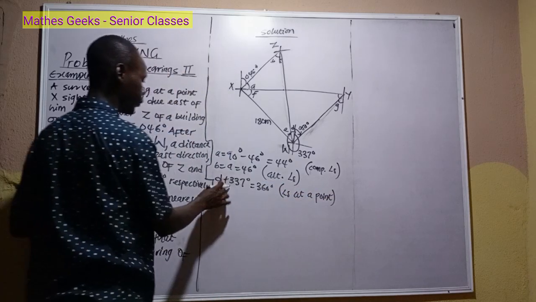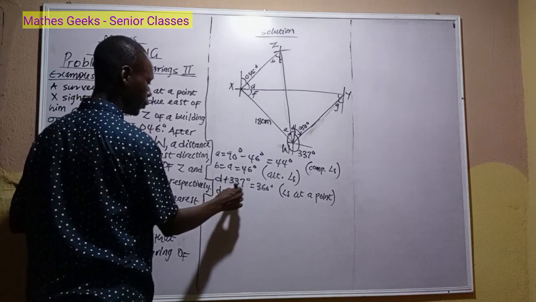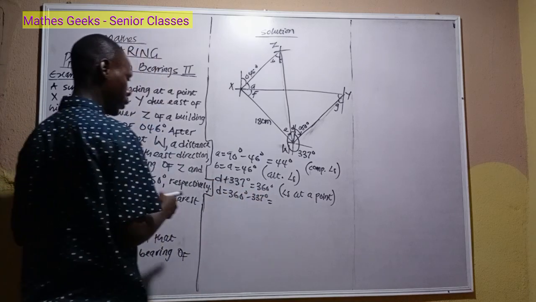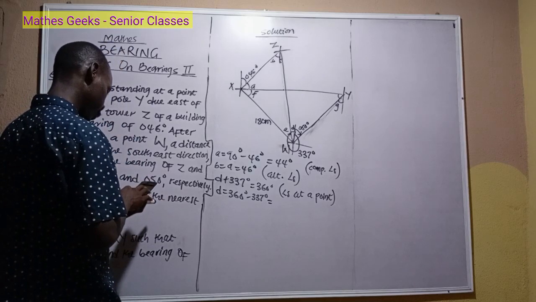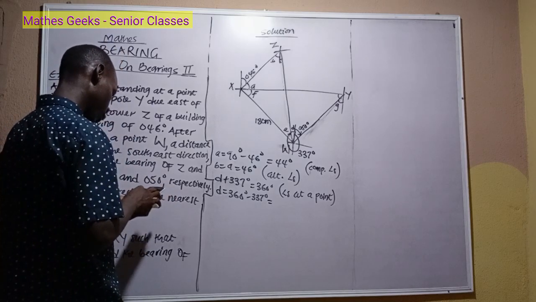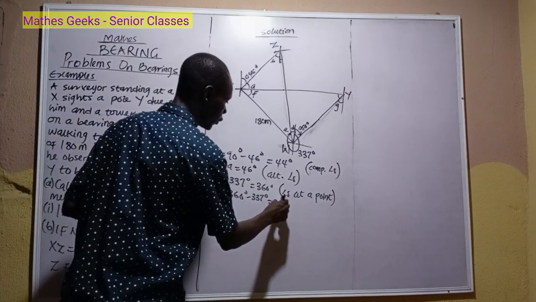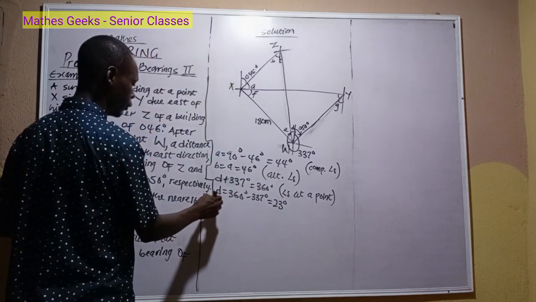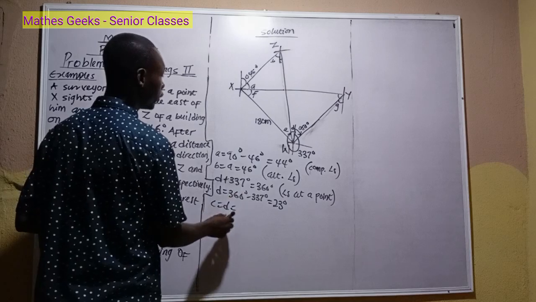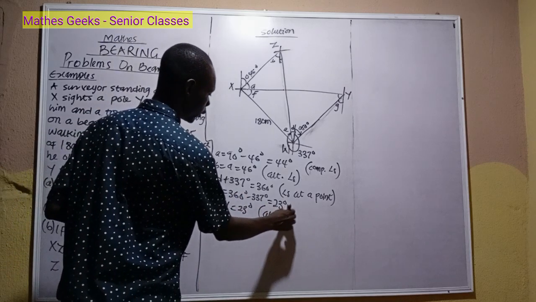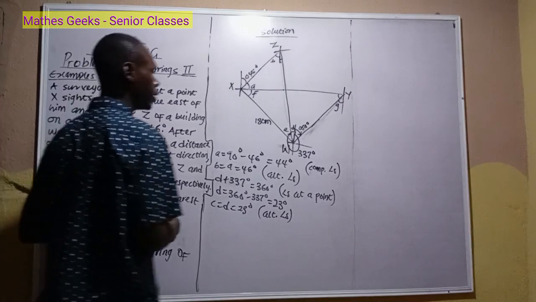Angles at a point. So D is equal to 360 degrees minus 337 degrees, and that will give us 360 minus 337, 23 degrees. So C is equal to D, equal to 23 degrees. Why? Alternate angles. So our C is 23.